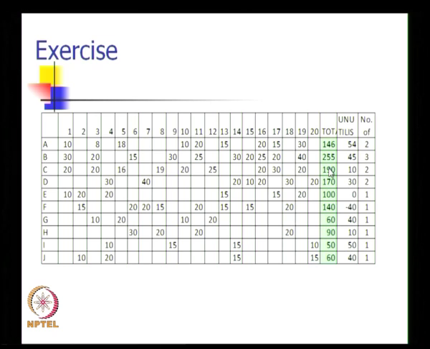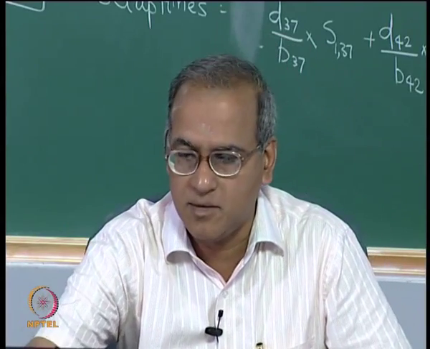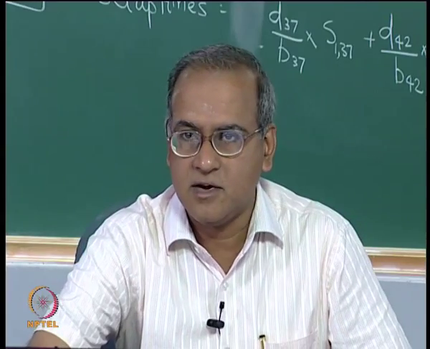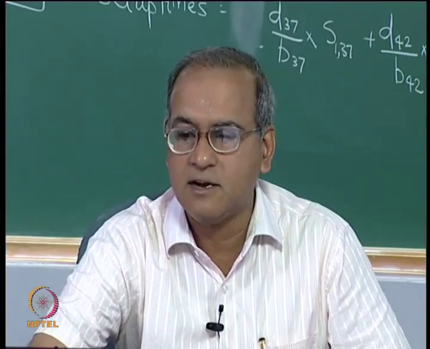190 or 1.9 is the requirement on C, 2 machines are available. 170 is the requirement on D, 2 machines are available. 100 is the requirement on E, right now 1 machine is available, we will come and discuss this. 140 is the requirement on F, but only 1 machine is available. The requirement itself says 1.4, but 1 machine is available. 60 on G, one machine is available. 90, 50 and 60.